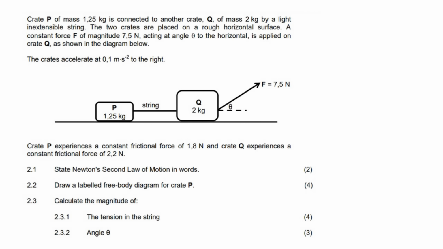Crate P of mass 1.25 kilograms is connected to another crate of mass 2 kilograms by a light string. The two crates are placed on a rough horizontal surface. A constant force of 7.5 newtons acting at an angle theta to the horizontal is applied. The crates accelerate at 0.1 to the right. Crate P experiences a friction of 1.8 and crate Q experiences a friction of 2.2. The first question says, state Newton's second law.